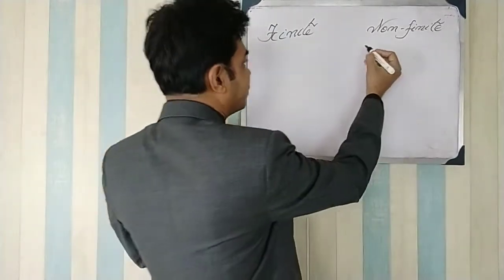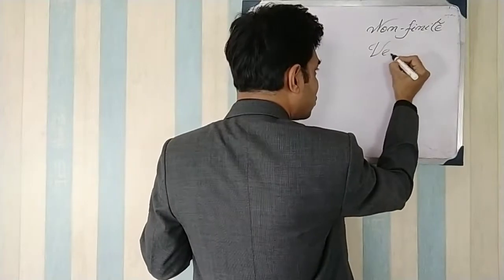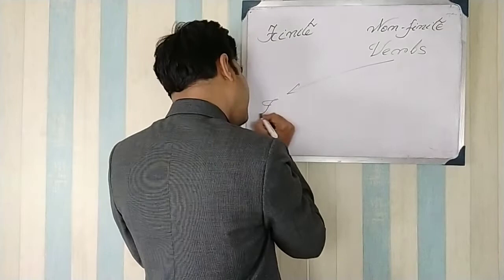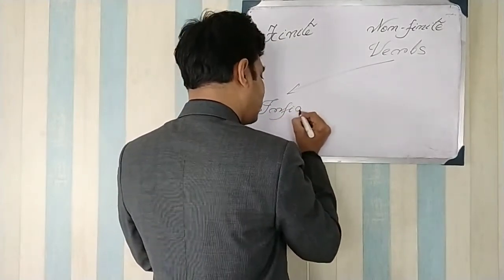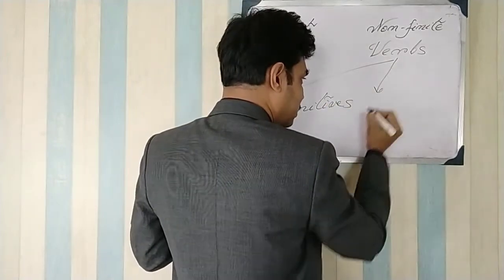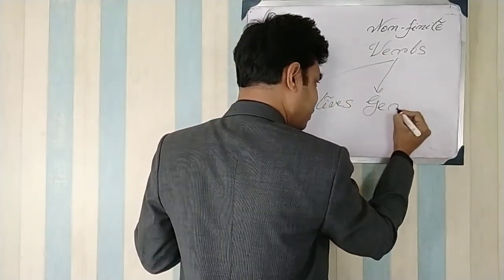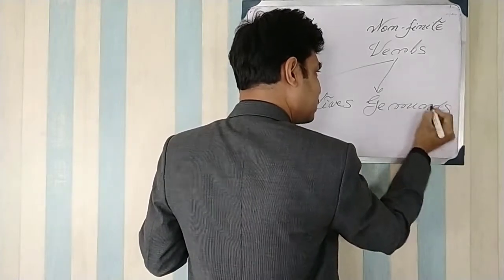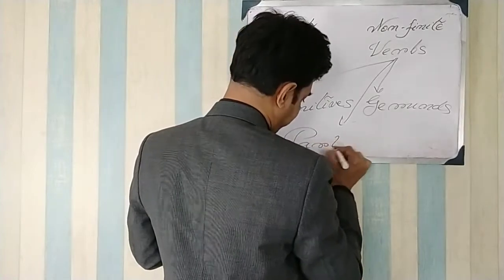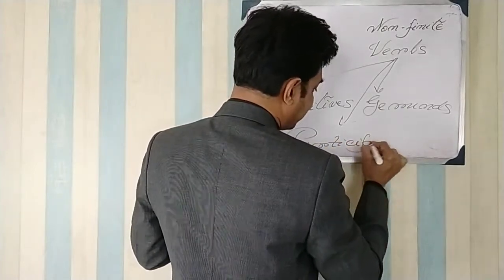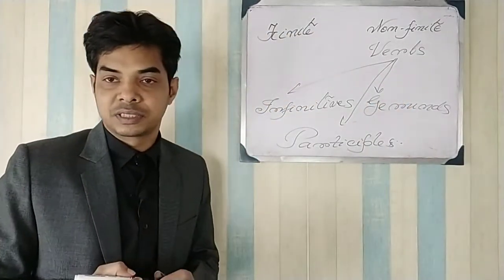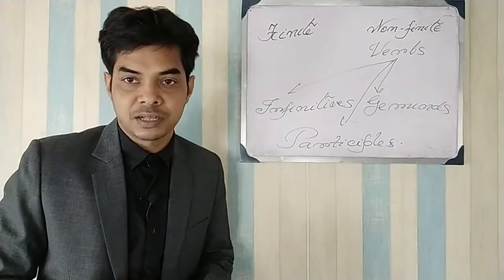So non-finite verbs are actually of 3 types. They are infinitives, then comes gerunds, and the third is participle. Yes, dear friends, these are the 3 non-finite verbs: infinitives, gerunds, participles.